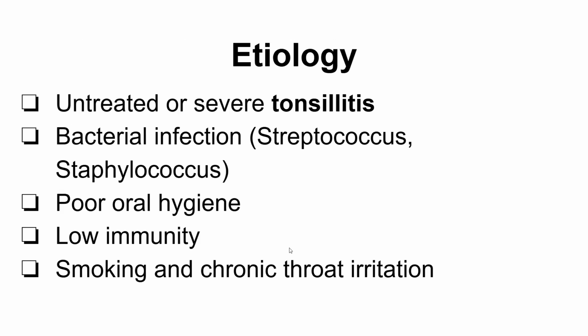Etiology: the most common cause is untreated or partially treated bacterial tonsillitis. If untreated, or in case of severe tonsillitis, it can lead to peritonsillar abscess. Bacterial infections like streptococcus and staphylococcus can lead to abscess formation. Poor oral hygiene, low immunity, smoking, and chronic throat irritation can lead to the condition. And anaerobic bacteria and Haemophilus influenzae can also cause infection of the tonsils, which can eventually lead to peritonsillar abscess.